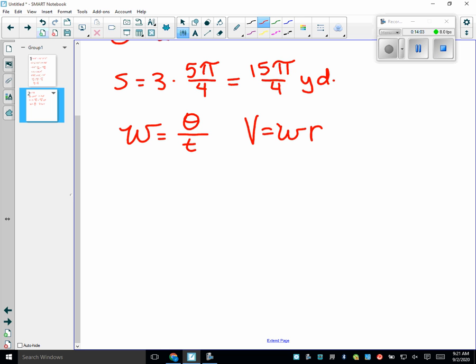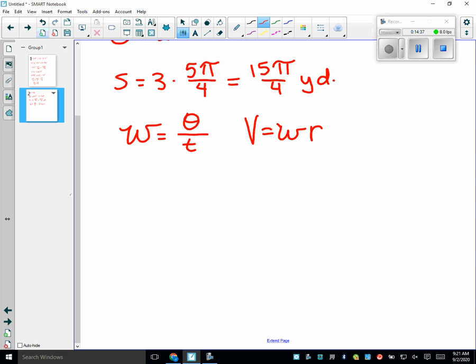What is the little w? Omega. The angular speed, or angular velocity. But it is omega, the Greek letter. What is theta? What is t? What is v? Linear velocity. What is r? Radius.